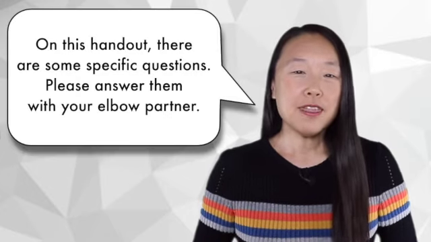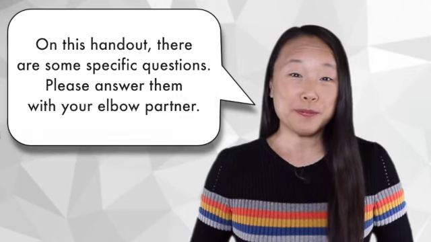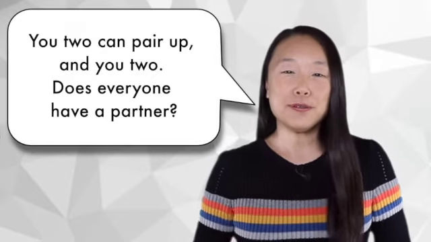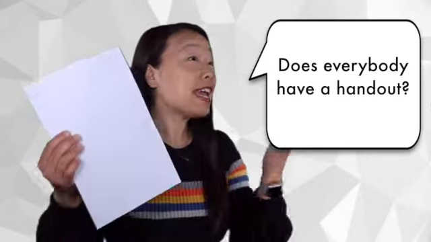Step 3. The teacher engages her students in pairs for the main listening comprehension task using the same listening excerpt. "On this handout, there are some specific questions. Please answer them with your elbow partner." The teacher can facilitate the pairing by saying, "You two can pair up, and you two. Does everyone have a partner?" Also, make sure everyone has a handout to work in pairs. "Does everybody have a handout?"